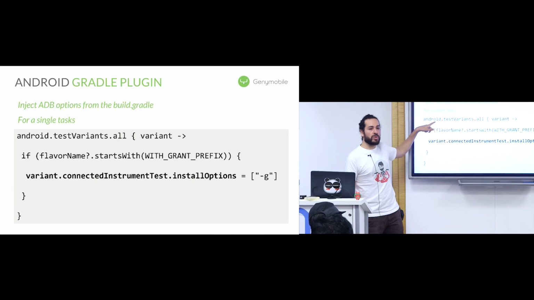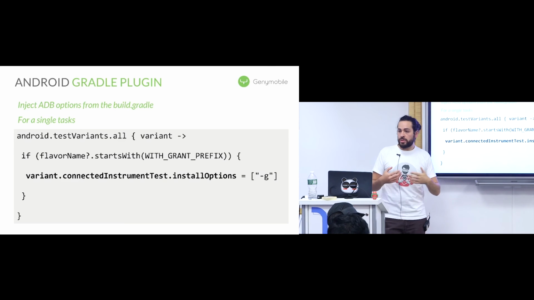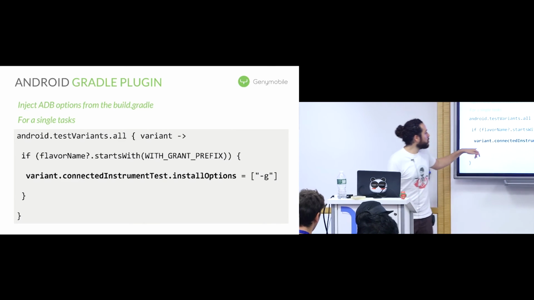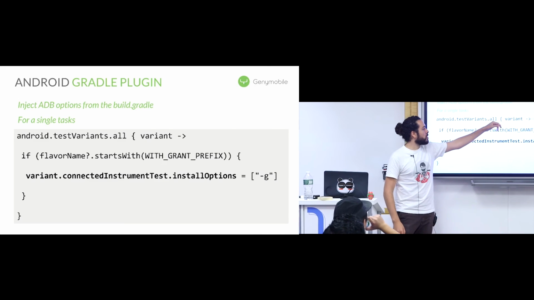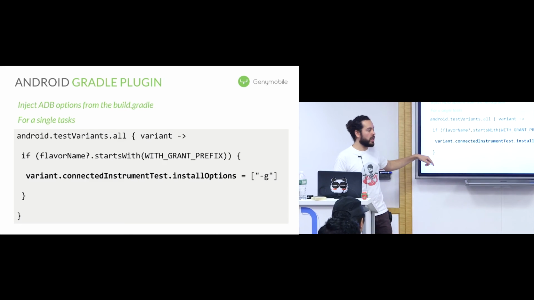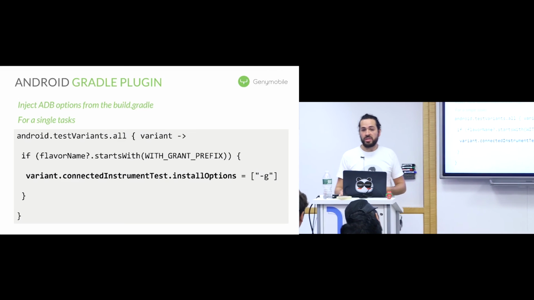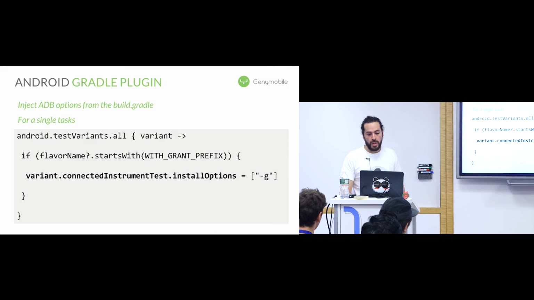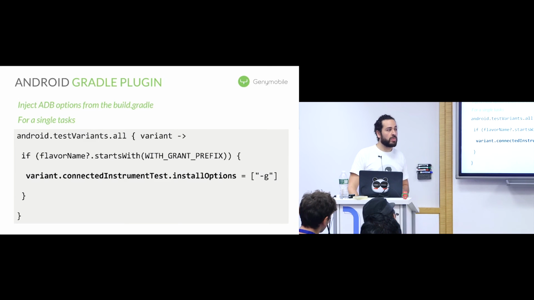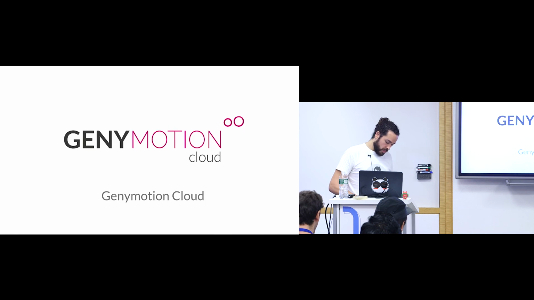I don't know if you already tried this piece of code, but if you want to customize your variants before your tests are executed, you can. There is an API, android.testVariants.all, etc. You get the variant, the flavor name, etc. And you can manipulate the tasks that are implied by these variants. And you have these install options too, which is quite useful. It's a little bit hacky, and it's internal, but it's been working well for months, so you should try it out if you have these specific needs.